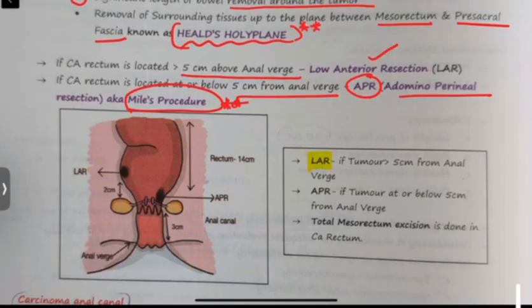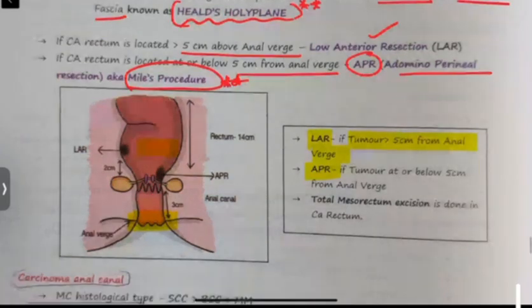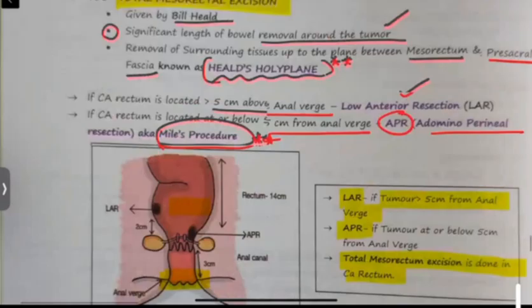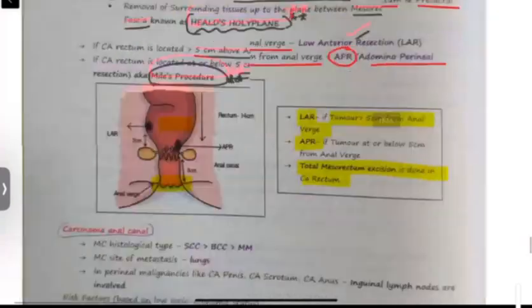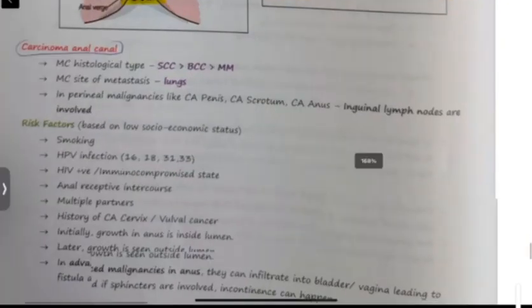Again, this is explained here. When do we do low anterior resection? If the tumor is more than 5 cm from the anal verge. So anal verge we are able to see here. If the tumor is more than 5 cm, then low anterior resection. If it is below or less than 5 cm from the anal verge, then we'll have to go for abdominoperineal resection. Total mesorectal excision is done in case of CA rectum. That is the treatment of choice actually. Okay, so coming to carcinoma of the anal canal.